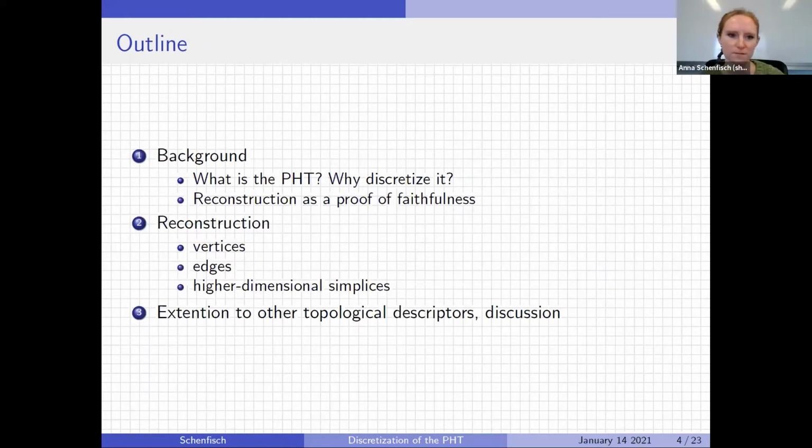So in this talk, first we'll give some background definitions and information leading up to a definition of what the persistent homology transform is, and give some indication why we might want to discretize it, what discretization means, and what it means to have a faithful discretization. And then we'll discuss how reconstruction can be used as a proof method to show that a discretization is faithful. Then we'll get into the reconstruction itself, going in order of increasing dimension. And then finally, we'll end with some discussion about how these methods can be extended to other topological descriptors.